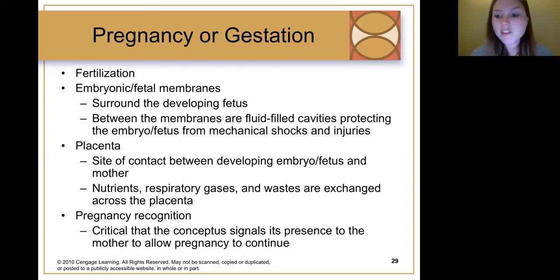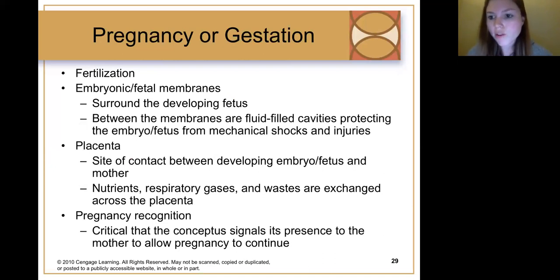And then you have the placenta, which is the site of contact between the developing embryo and the mother. The placenta is extremely important, so be familiar with the term placenta and what it does, because it provides nutrients, and respiratory gases and waste are exchanged across the placenta. So it brings nutrients to the fetus. Any respiratory gases like carbon dioxide, which we produce when we breathe, will come through the placenta to then go through the mom's system and be let off. So the placenta is really, really important.